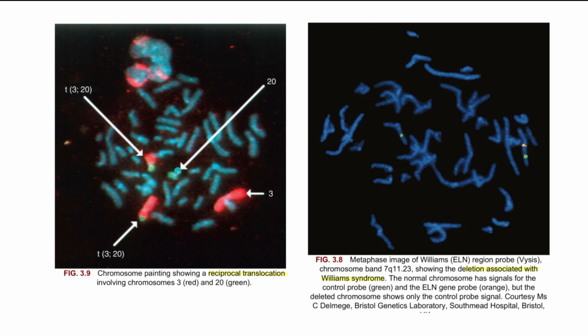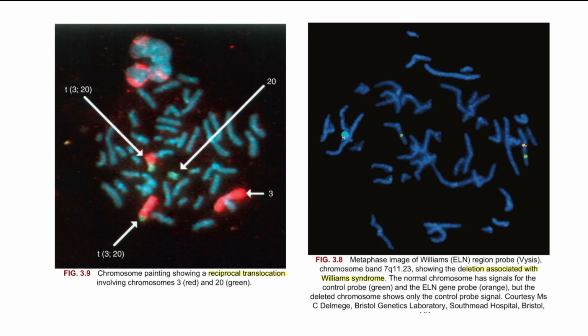And we can immediately tell here that a piece of this chromosome went and attached onto chromosome 3, and a piece of chromosome 20 went and attached onto chromosome 3 here. So it's immediately obvious that there's a reciprocal translocation going on here, and this was using FISH, right?